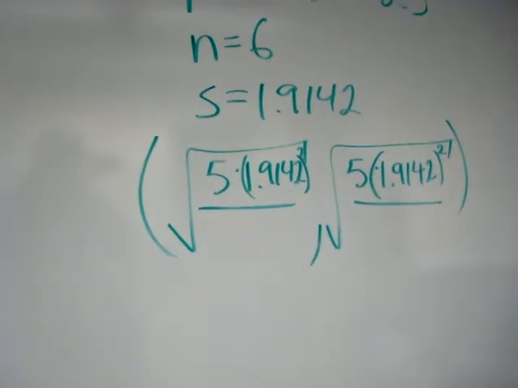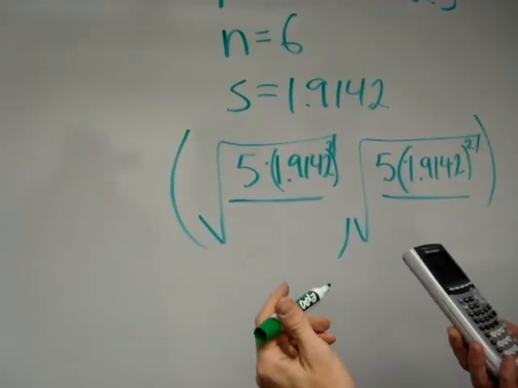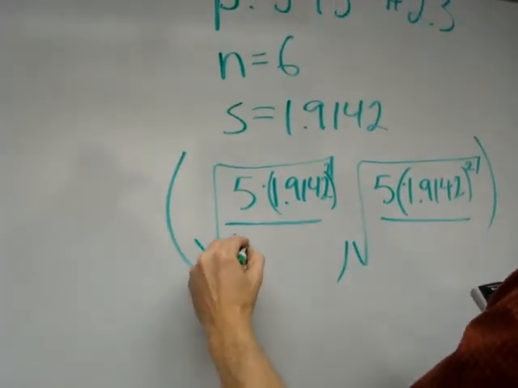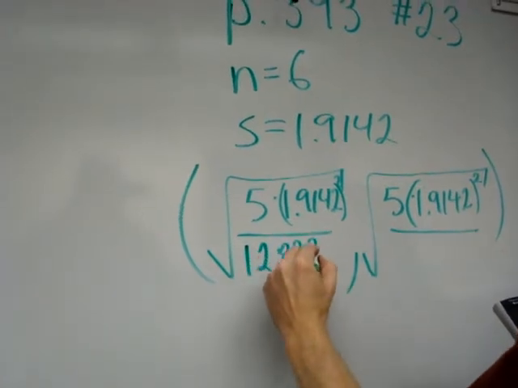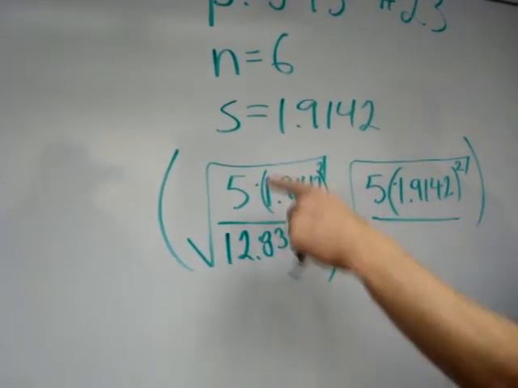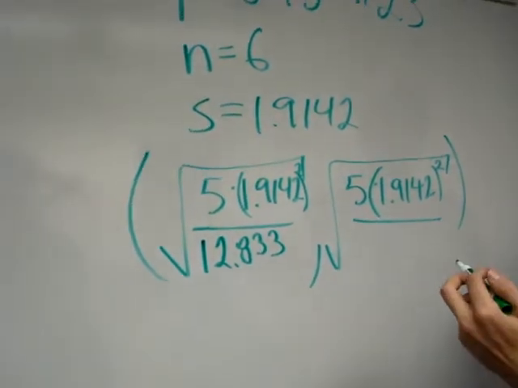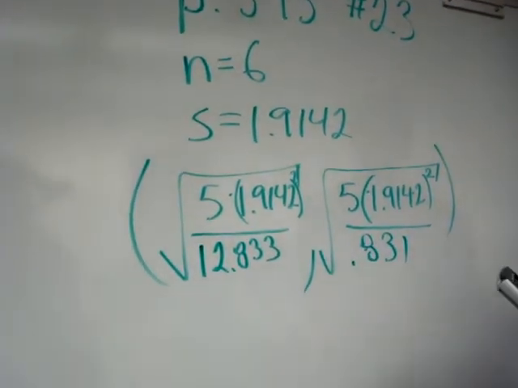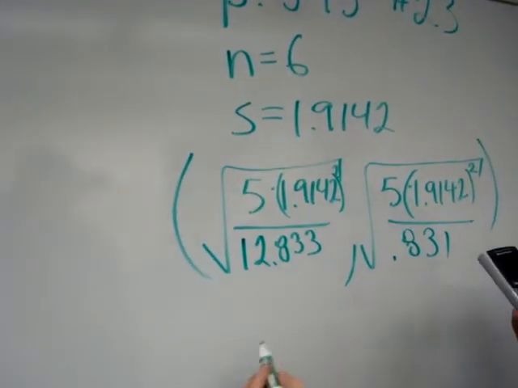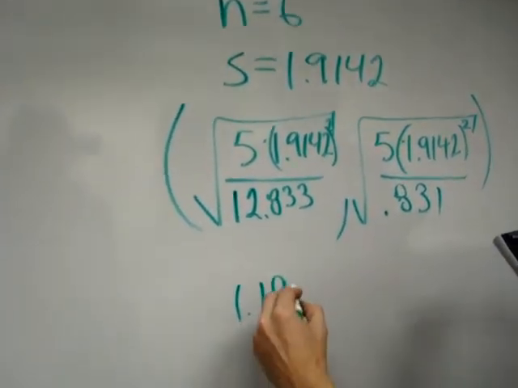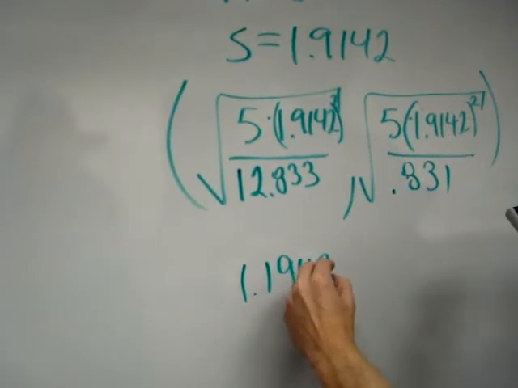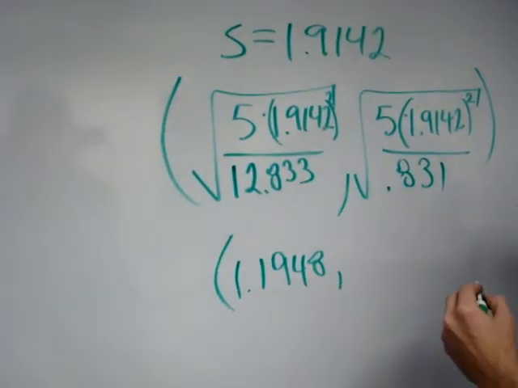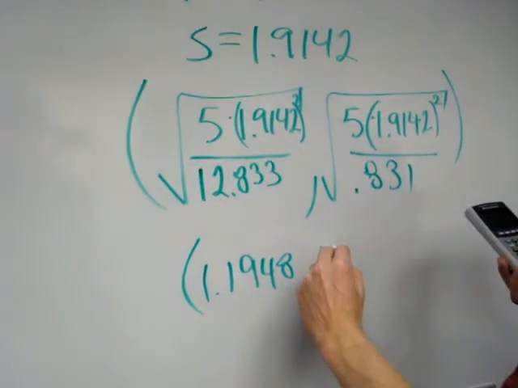And again, 12.833 would go here. And if you forget, when you divide by a bigger number, you end up with a smaller number. So that's the left endpoint. And over here, it's 0.831. And when you just do the calculations, you get 1.1948 up to 4.6954.